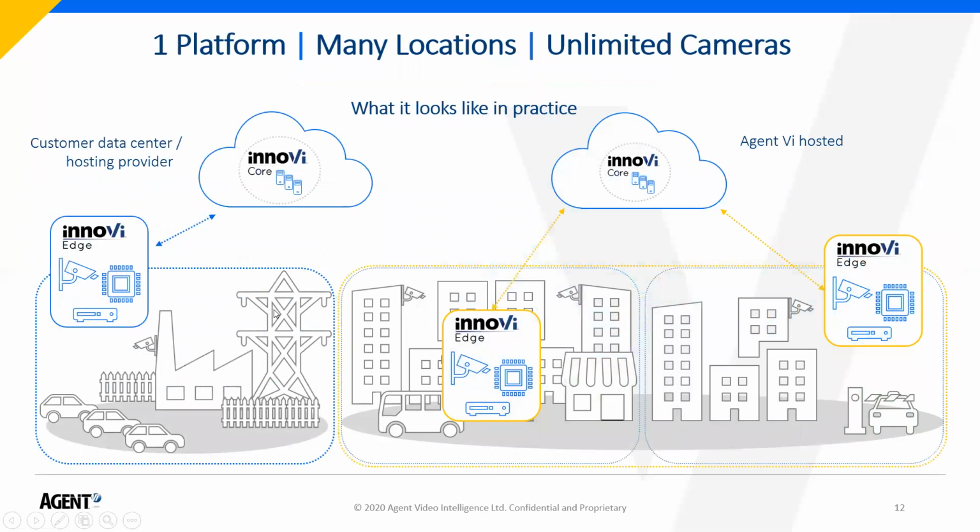So what does innoVi look like in practice? innoVi is a federated system comprised of two main components, the innoVi core, which is the management layer, and the innoVi edge, the analytics layer. The core can be Agent VI hosted in the cloud or customer hosted in their data center, and the innoVi edge sits at the site with the camera on the network. How does this process work?